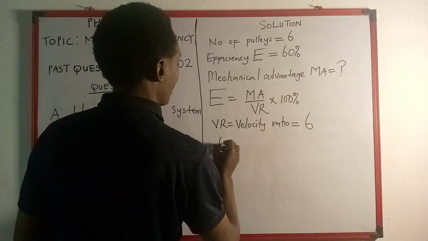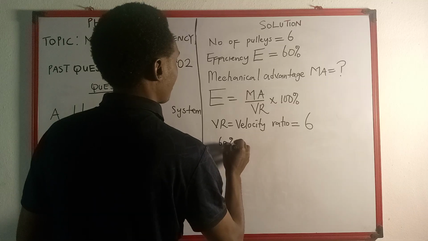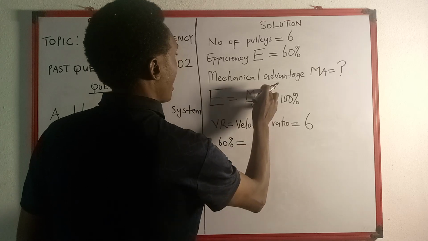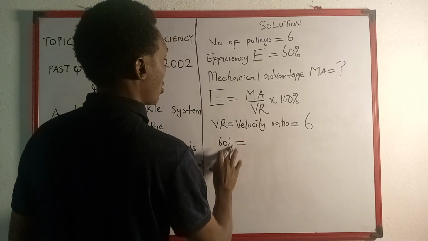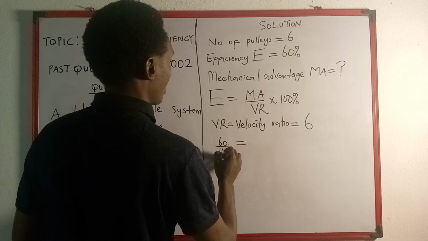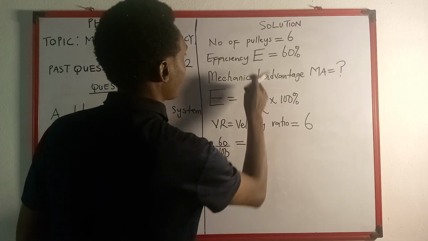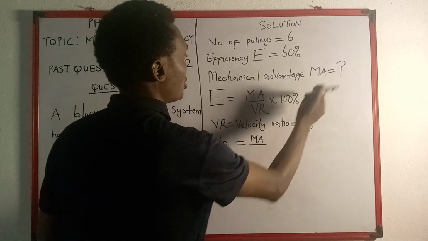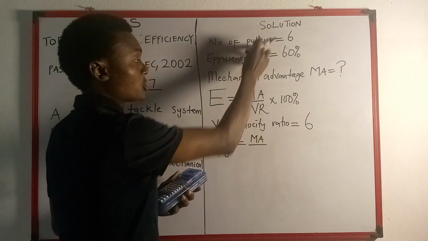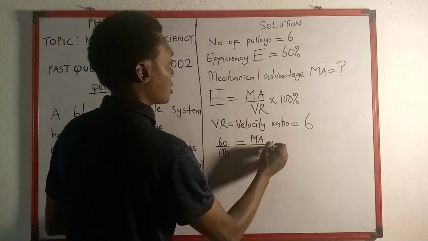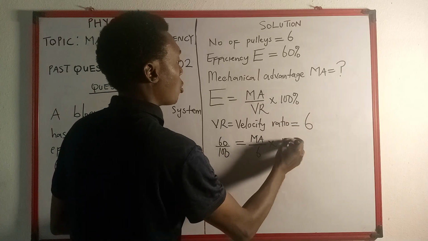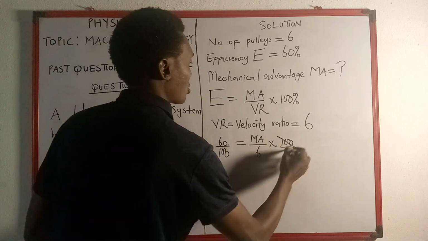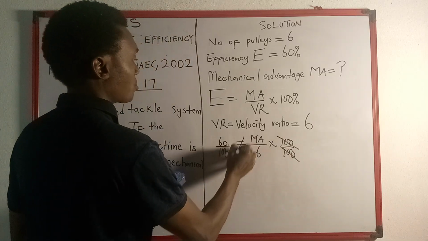E is 60%, which is 60 over 100. Since it's 60%, so 60 over 100. MA, that's what we're looking for. VR is 6, like what I said, the number of pulleys is equal to VR. So put your 6 here. 100% here means 100 over 100. So without wasting time, cancel, here we'll cross multiply.